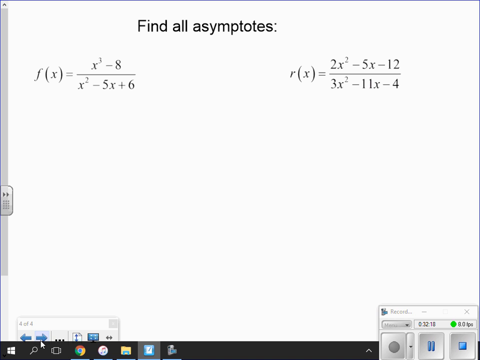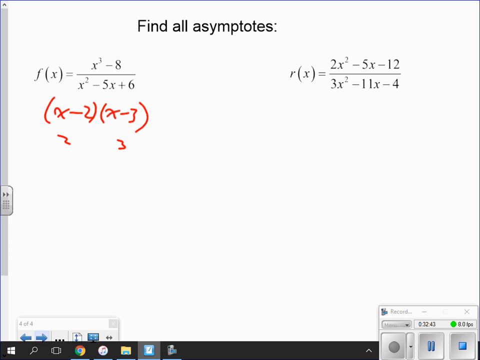At 3 and 2. Because if I take the denominator and factor it out, x minus 2, x minus 3. Right? Negative 2 times negative 3 is 6. Negative 2 plus negative 3 is negative 5. So I have zeros where? I have zeros at 2 and 3. Those are my possible vertical asymptotes.